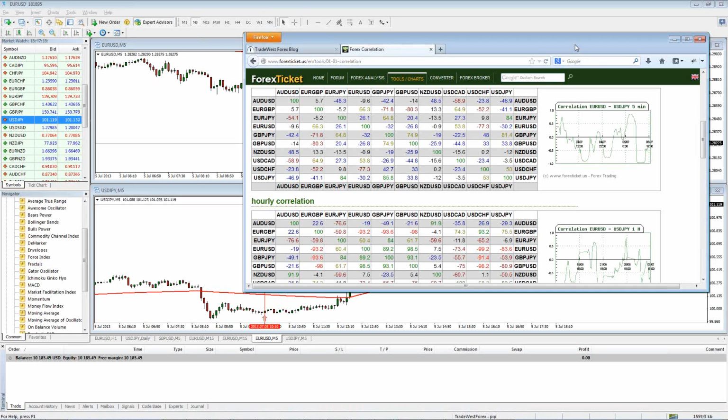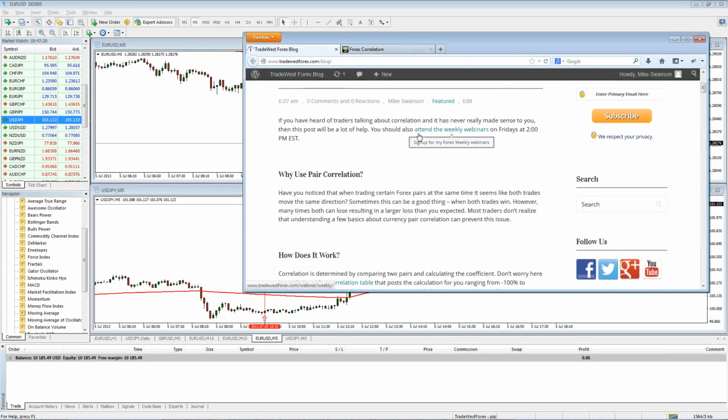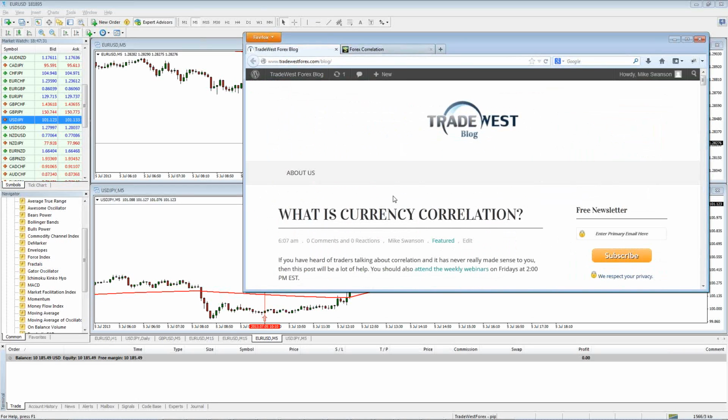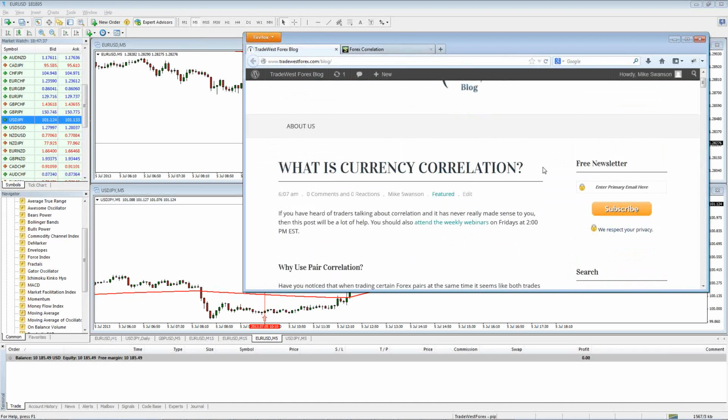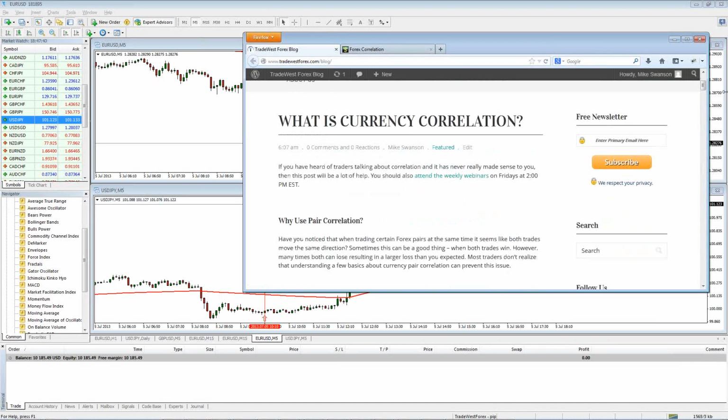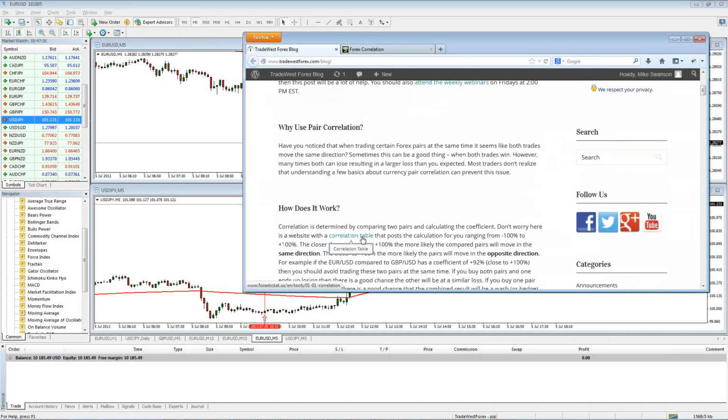If those of you are still looking, if you don't know where you can find the correlation table, you don't have to try to type in this crazy URL. Just go to our blog, TradeWestForex.com/blog, and if you're doing this later down the road when we've made more posts on the blog, just type correlation in the search box here. But right now it's the topmost post, and if you scroll down you'll see correlation table, and that's the link to that page. So you can always refer back to our blog if you can't find it.